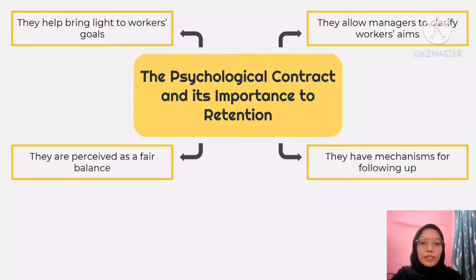Third, they are perceived as a fair balance between what the employees want and what the employees are expected to give. Lastly, fourth, they have the mechanisms for following up, ensuring that an agreement is put into work and addressing change as they occur.